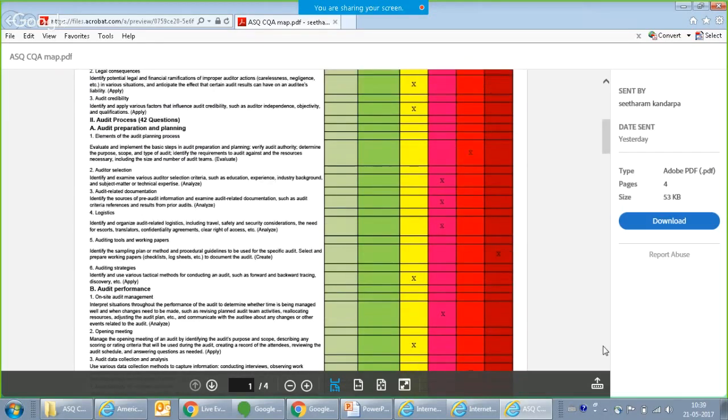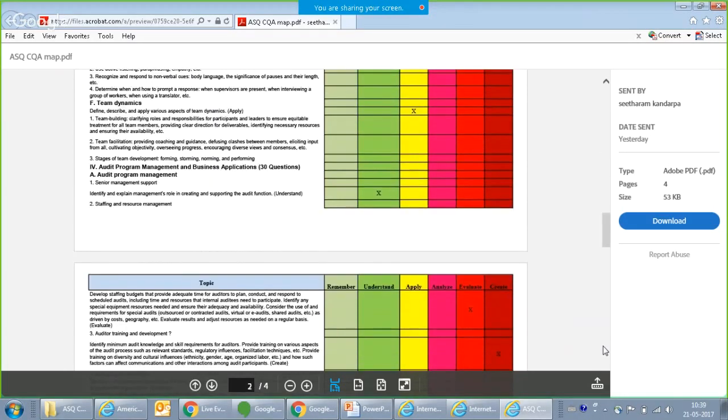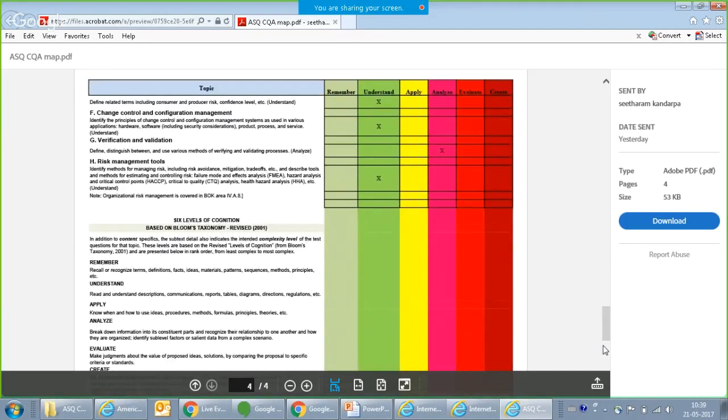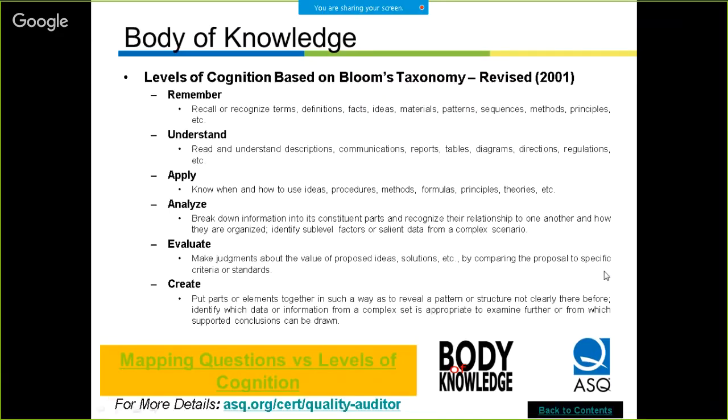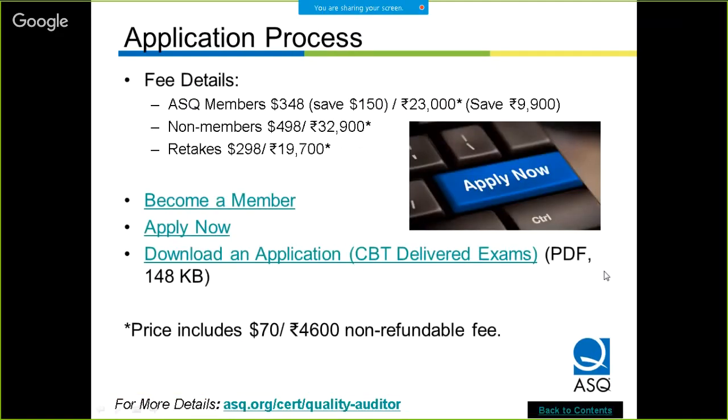I collected this when I attempted the exam, I made it for my own ease, and I want to share it with all the people. So you can download it later from the presentation. Coming back to our presentation, we discussed the requirements and body of knowledge.